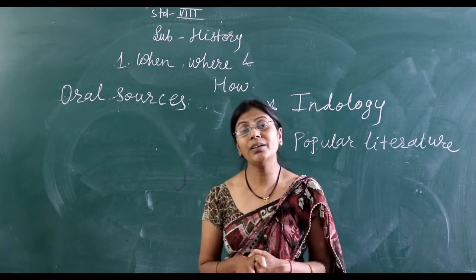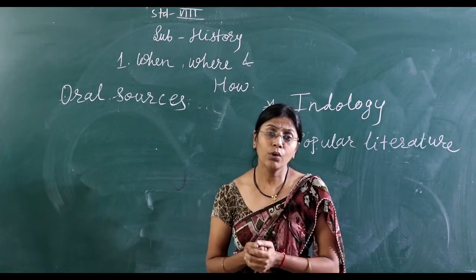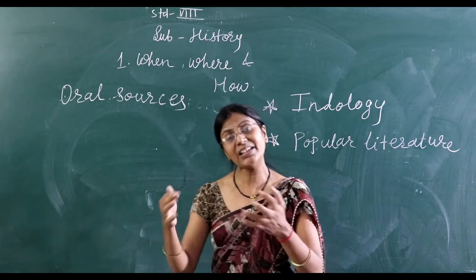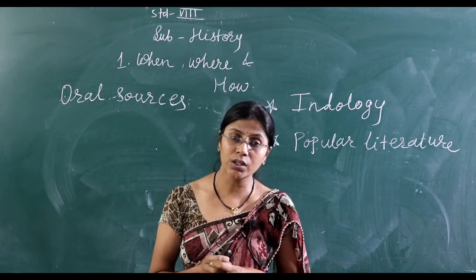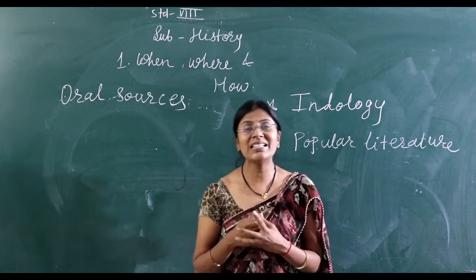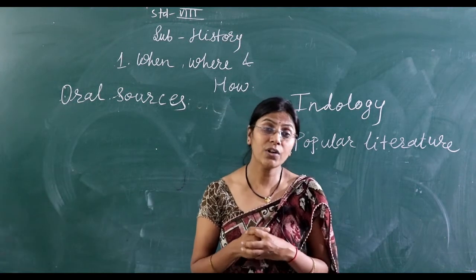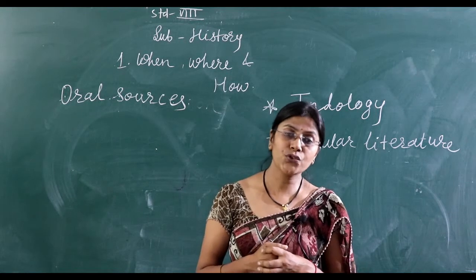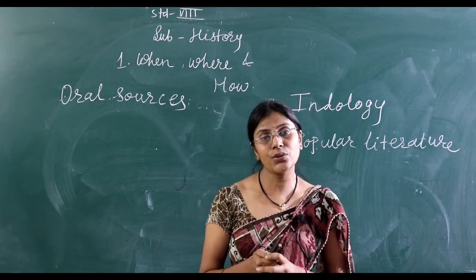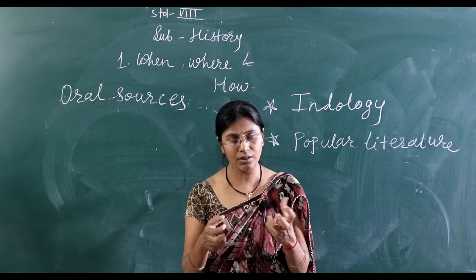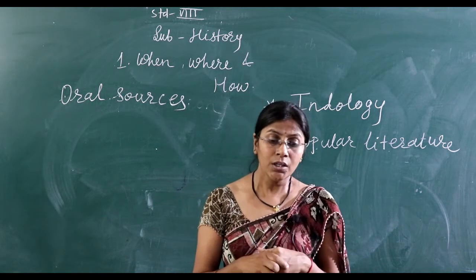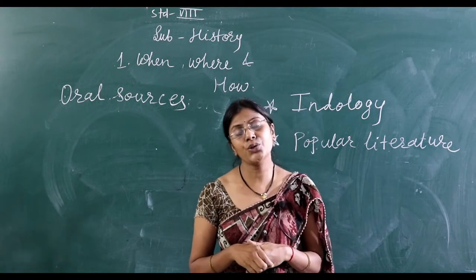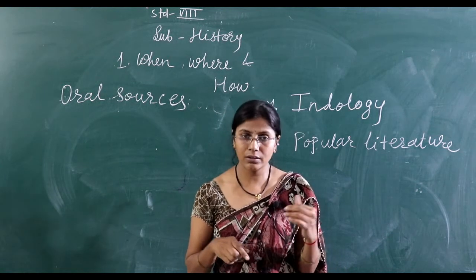Then the next one is buildings and museums. What about buildings and museums? How are buildings and museums connected with the oral sources? In buildings and museums, the first one is the National Archives of India. What is meant by archives? Archives means a large collection. What type of collection? See, the National Archives of India in New Delhi.